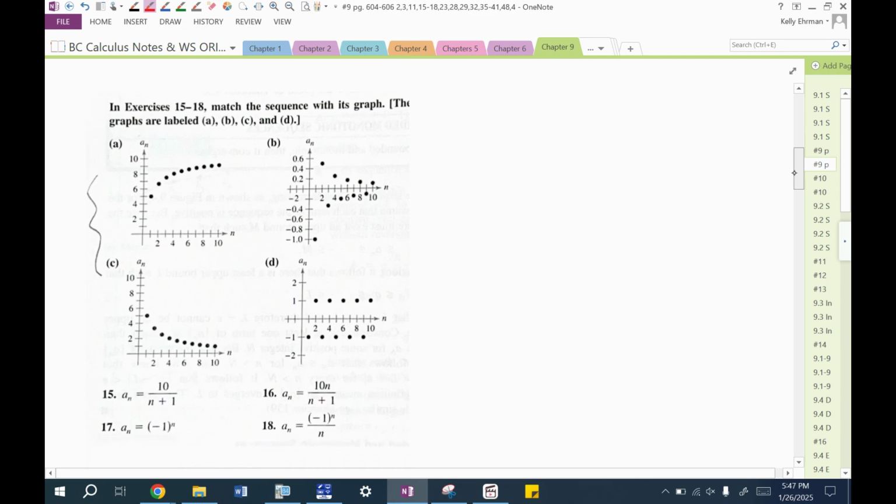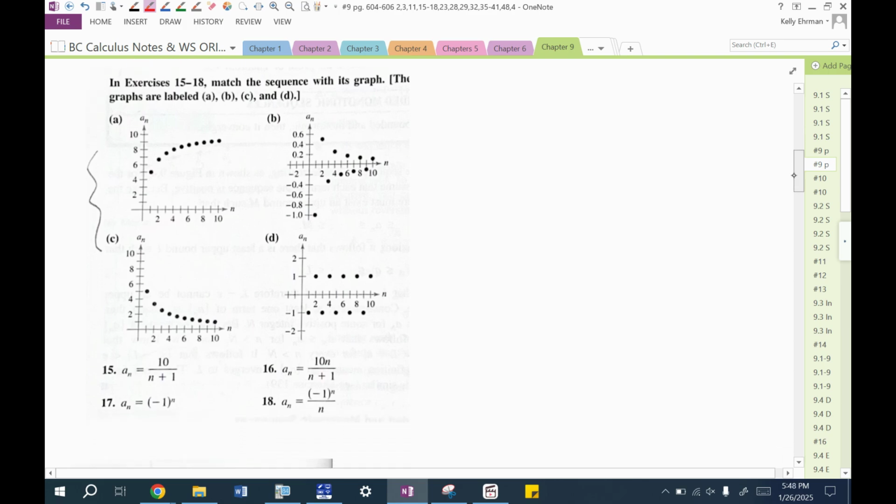All right. Match the sequence with this graph. The graphs are labeled A, B, C, and D, and the sequences are down here. So take a look at these sequences. The terms are approaching different values for A and C. So if I look for almost like horizontal asymptotes or limits at infinity, this one is approaching a larger number. This is approaching 0, it looks like. So let's take a look at our equations.